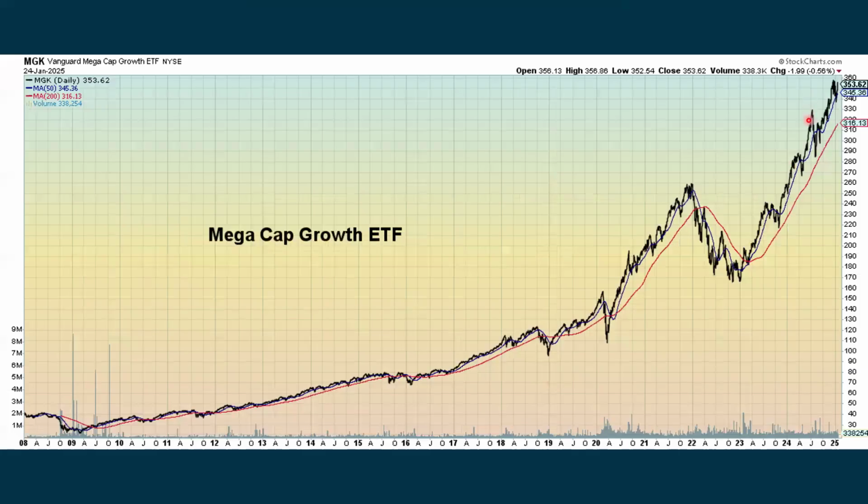Mega cap growth, this is the stronger area of the market, but we have not come back and set a new all-time high yet. Now we're still positive and we're above both of the lines and the lines are all going up, but it would be more positive if we could come back with this ETF and set a new all-time high.